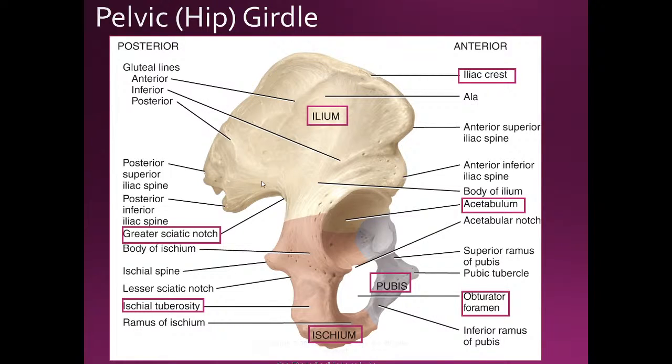Anything else we want to mention? So we've got the greater sciatic notch, which the sciatic nerve will pass through. We have the obturator foramen, which is this large opening here.